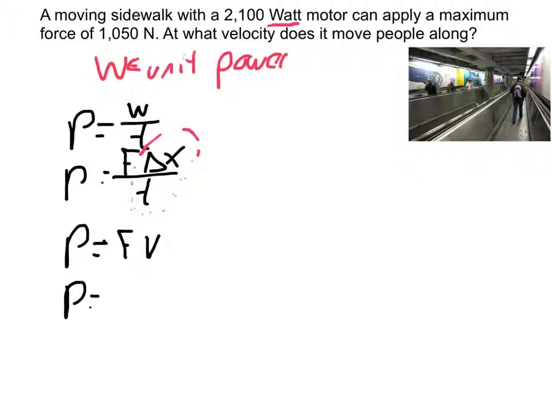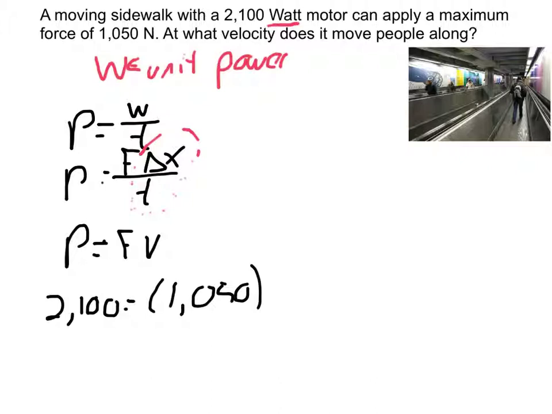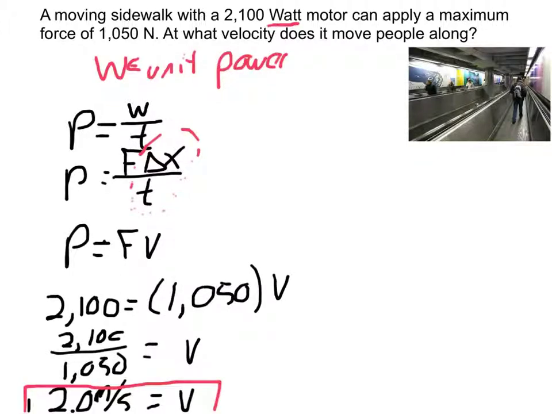Now let's just plug and chug. Let's substitute in. I've got a 2,100 watt motor applying 1,050 newtons to this moving sidewalk to get it to move. That heavily depends upon the gear ratios and everything else, times v. At what velocity is it going to move people along? So velocity here is just going to equal 2,100 divided by 1,050, or 2.0 meters per second, which is a reasonable answer.